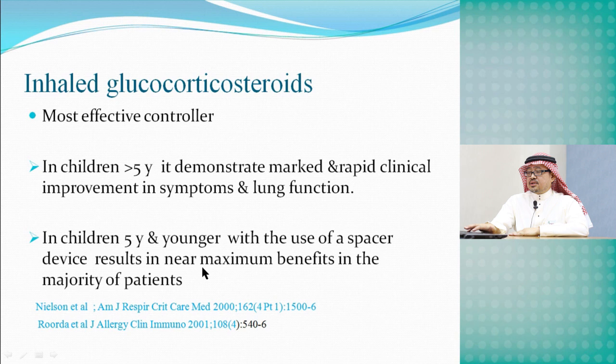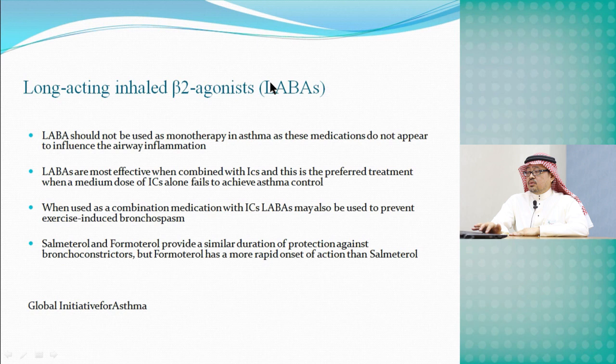The long-acting inhaled beta agonist, called LABA, should not be used as monotherapy in asthma, as these medications do not appear to influence airway inflammation. LABA are most effective when combined with inhaled corticosteroids, and this is the preferred treatment when a medium dose of inhaled corticosteroid alone fails to achieve asthma control. When used in combination with inhaled corticosteroids, LABA may also be used to prevent exercise-induced bronchospasm. Salmeterol and formoterol provide similar durations of protection against bronchoconstriction, but formoterol has a more rapid onset of action than salmeterol.